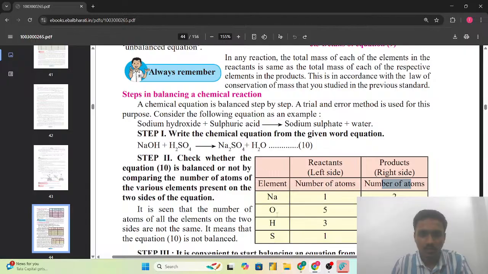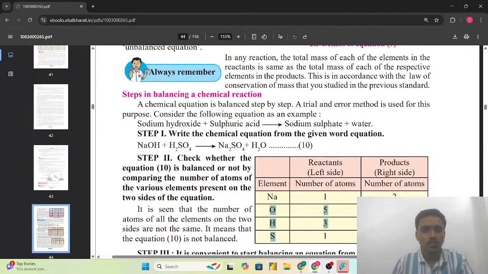तो वैसे ही यहाँ पर हमें एलिमेंट्स लिखने हैं जो भी हमें रिएक्शन में दिख रहे हैं, that is sodium, we can see here, then oxygen, then hydrogen and sulfur. Other than this, no elements are present in the chemical equation, so we have to write down only those elements which are present in our chemical equation.